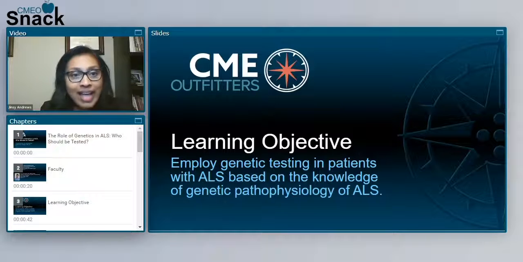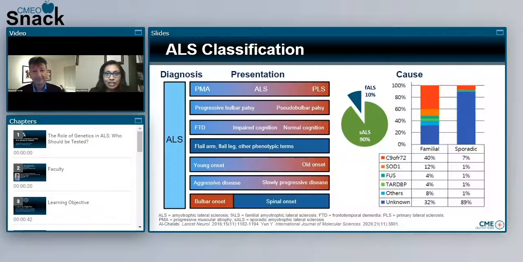Our goal is that after this CME snack, you will be able to employ genetic testing in patients with ALS based on the knowledge of genetic pathophysiology in ALS. So today we'll be talking about genetics in ALS. And it's important to note that people living with ALS are very individual. The disease presents itself very differently from person to person, and there's different types of ALS.